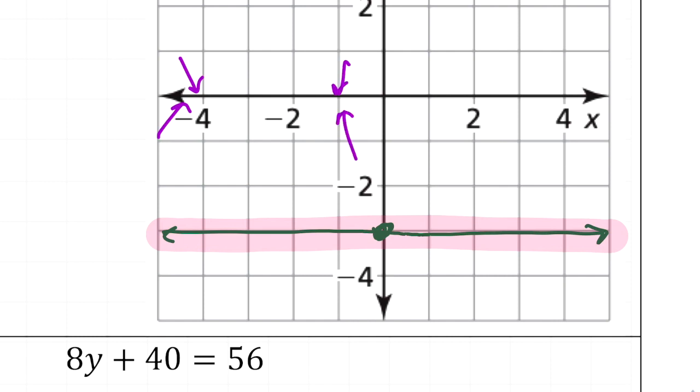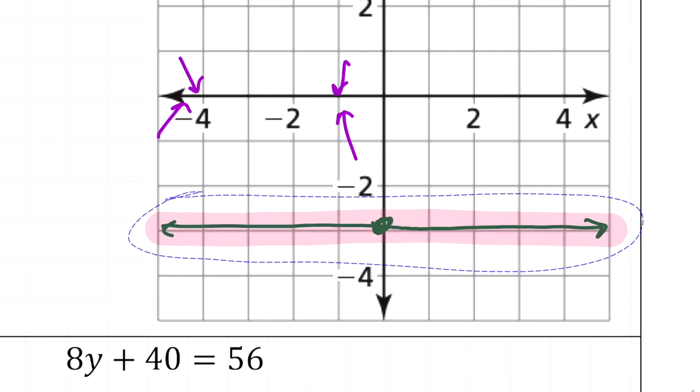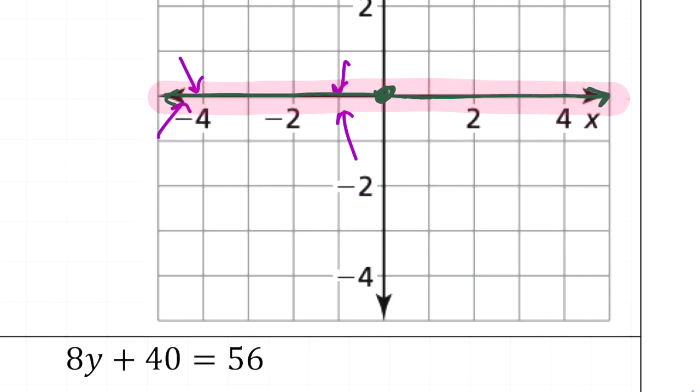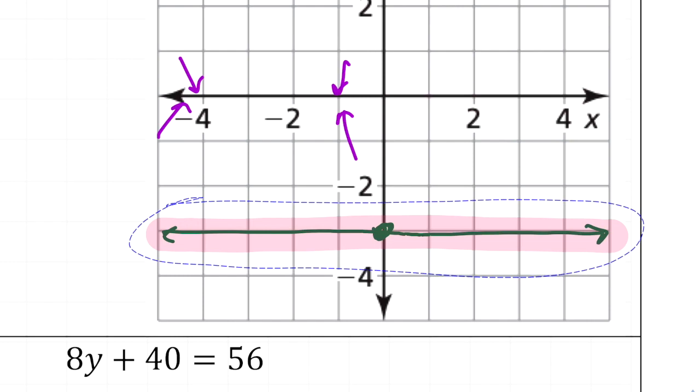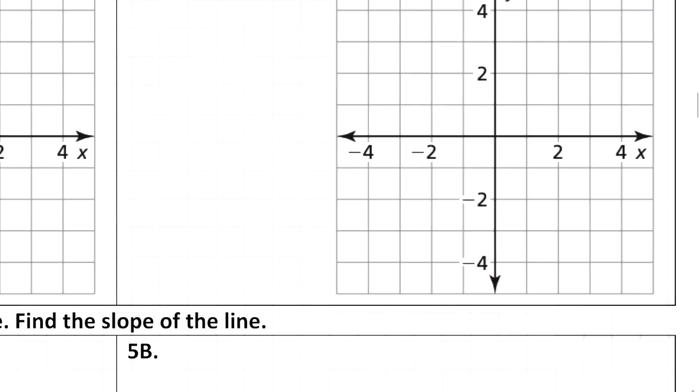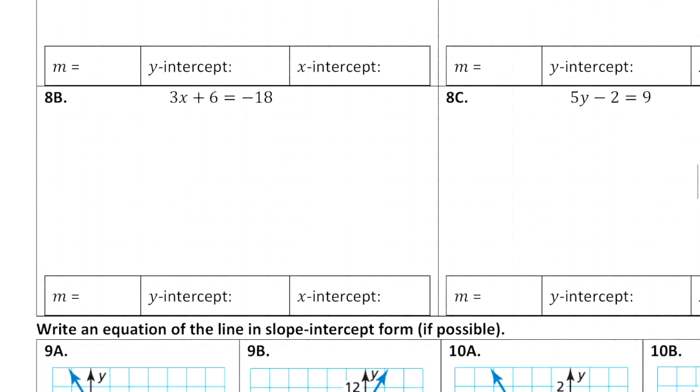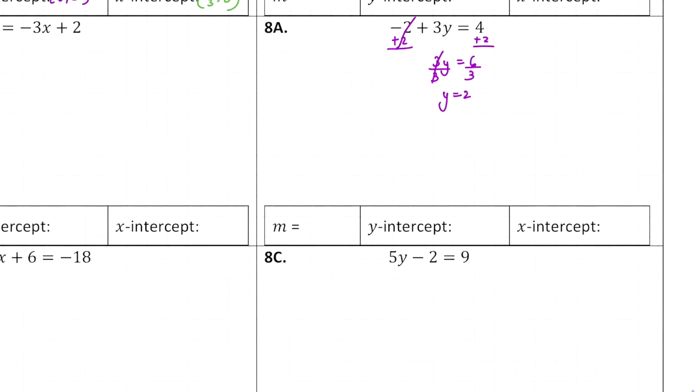Now I could have an x-intercept if I had a line that was flat left and right like this, but that would mean that this actual line was up here, and every single point would actually be an intercept. But I don't have that here. Oops, I didn't mean to do that. So let's look at what we've got going on and see what we might have.